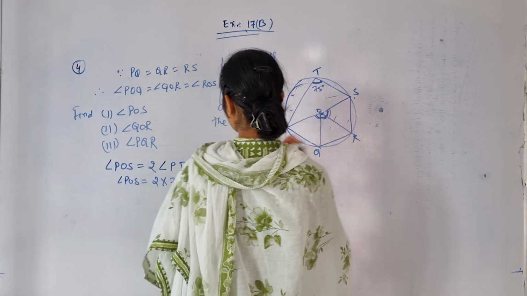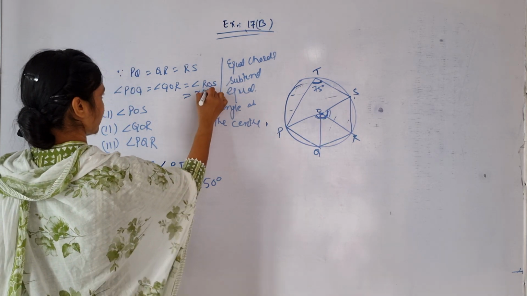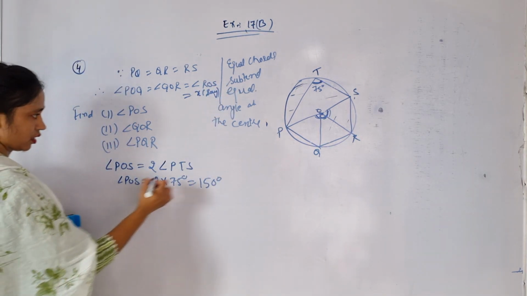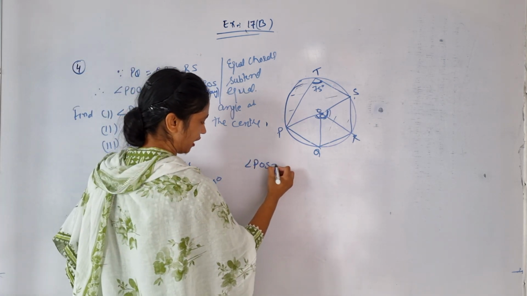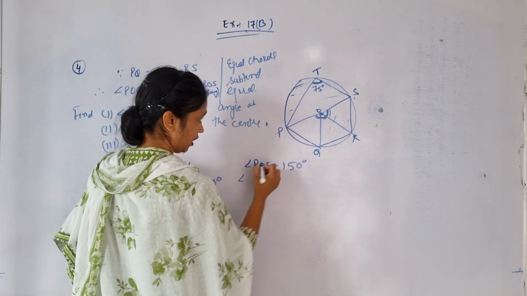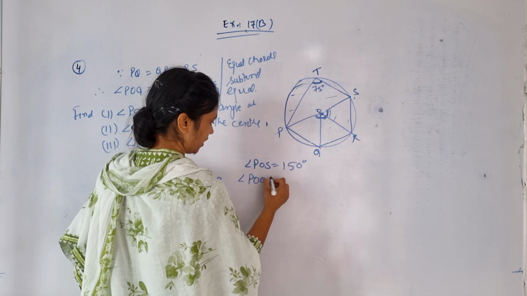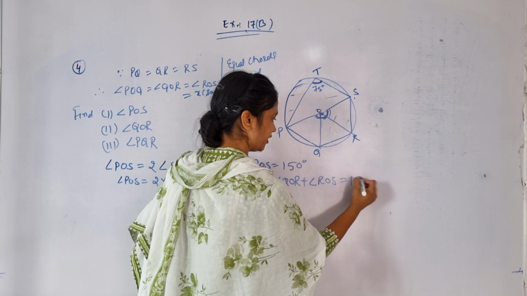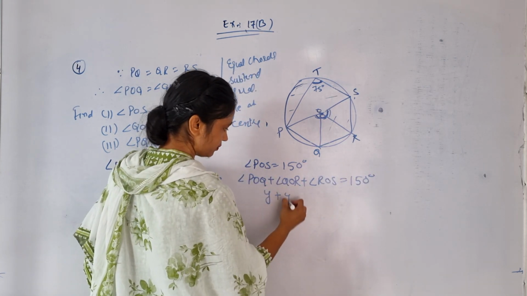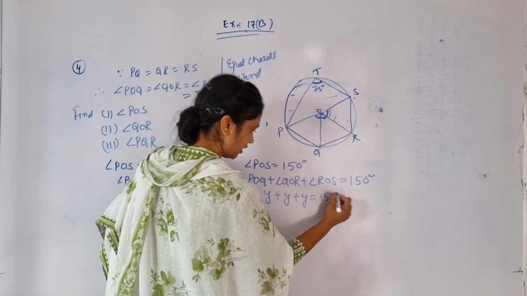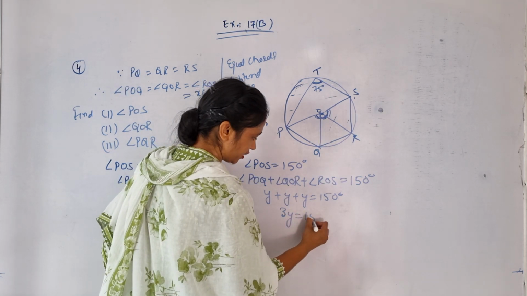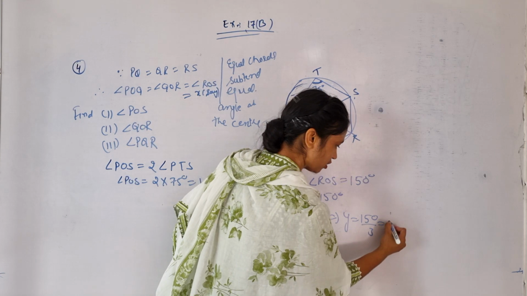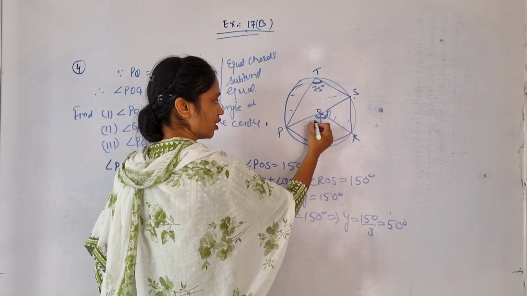See, this POS is divided into 3 equal parts. All these 3 parts are equal, suppose each equal to Y. Angle POS we calculated as 150 degrees. That means angle POQ plus angle QOR plus angle ROS is equal to 150 degrees. So 3y is equal to 150 degrees, which means y is equal to 150 by 3, which is 50 degrees. Each angle is 50 degrees.